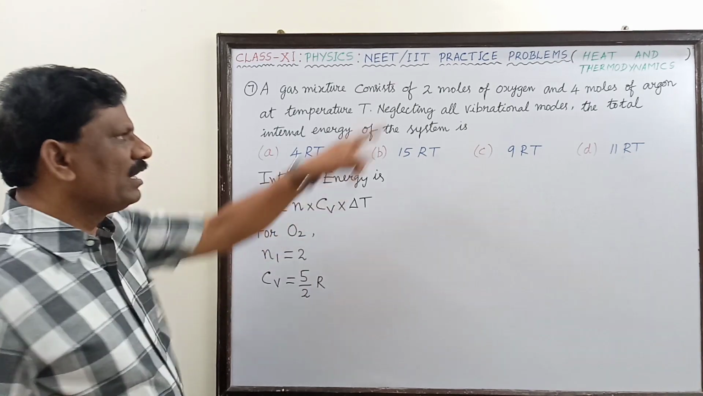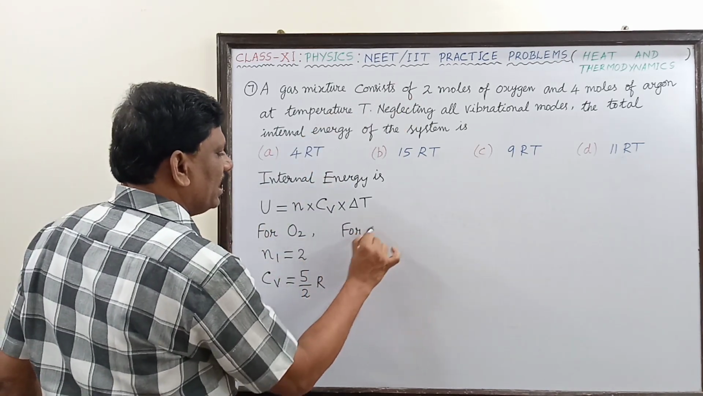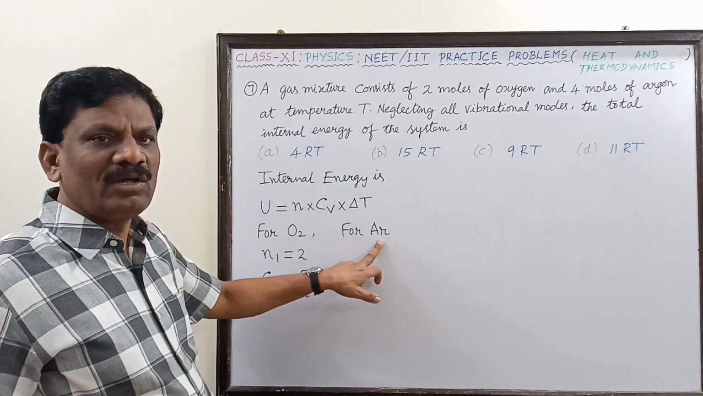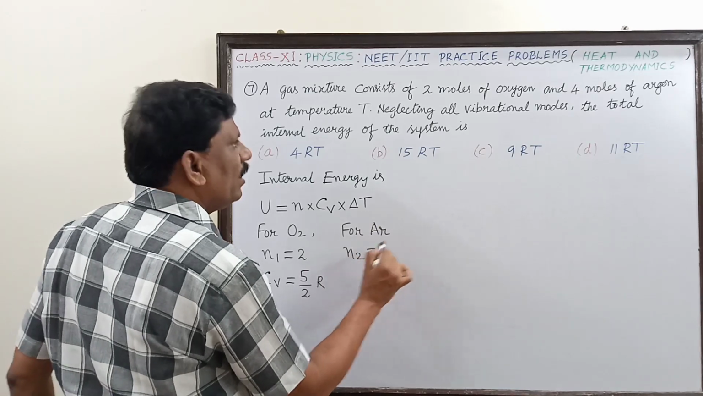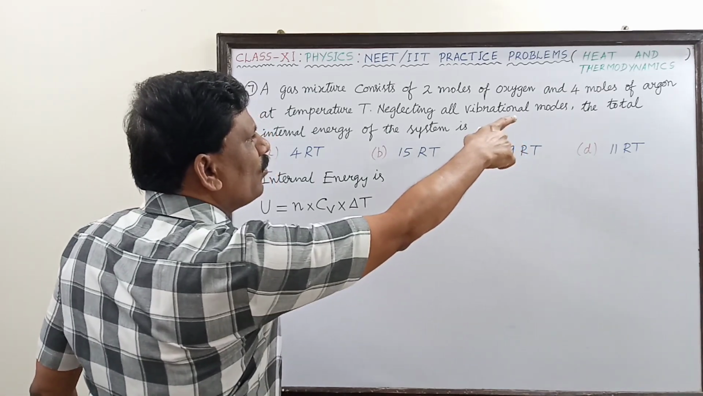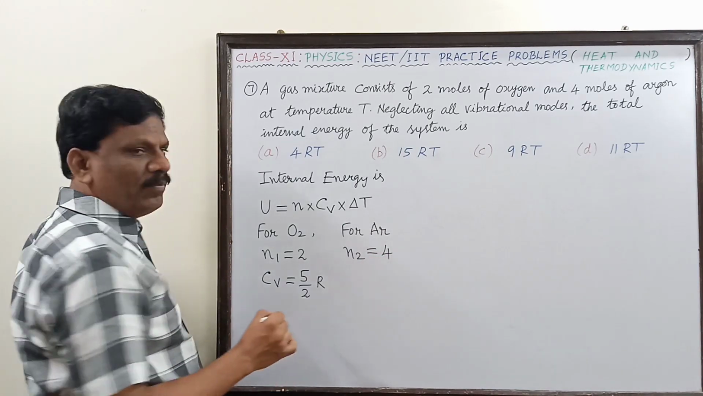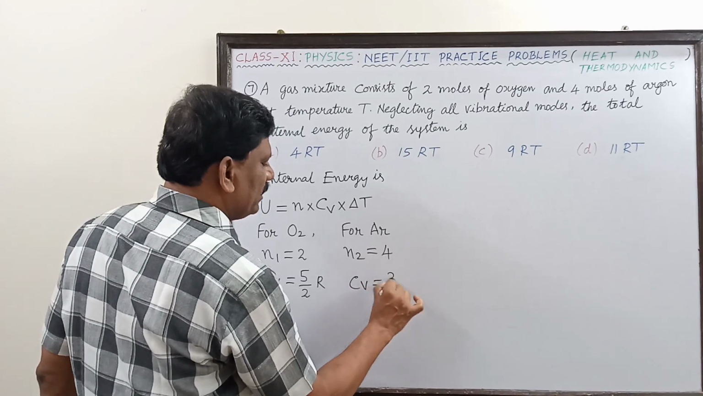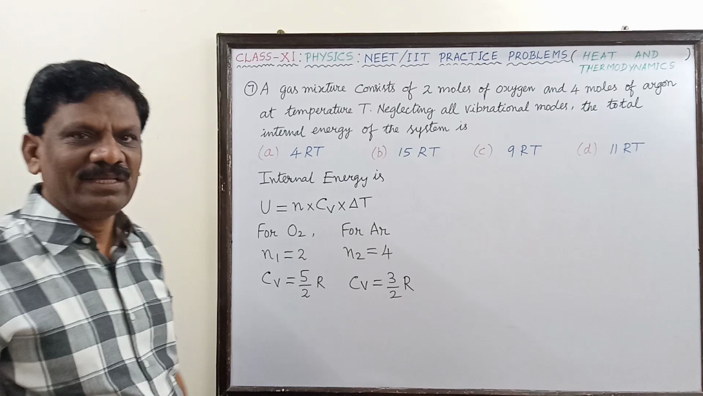Like this, for argon I am going to write now. For argon we write Ar only, is it not? Because it is a monoatomic gas. So the number of moles N2, here it is given as 4 moles. So N2 is equal to 4. And for a monoatomic gas, the value of CV is equal to what? 3 by 2 R.